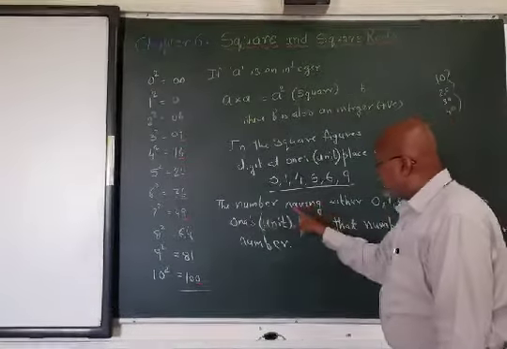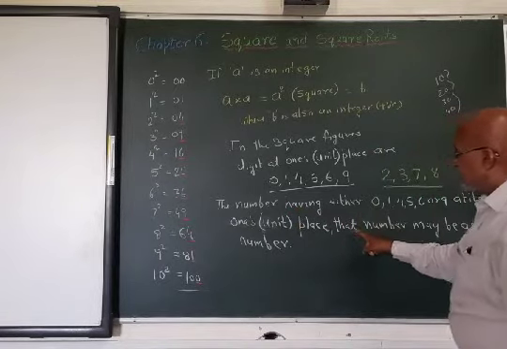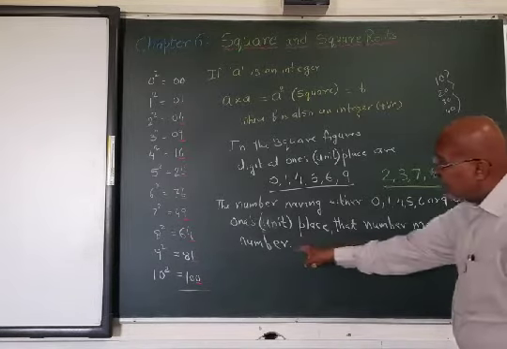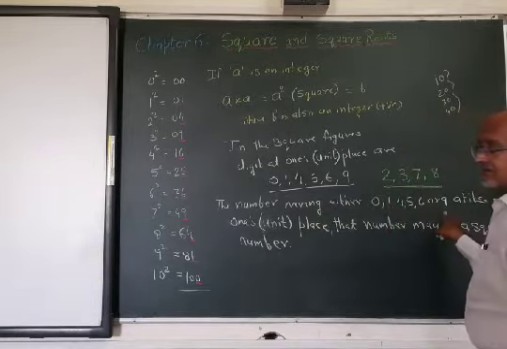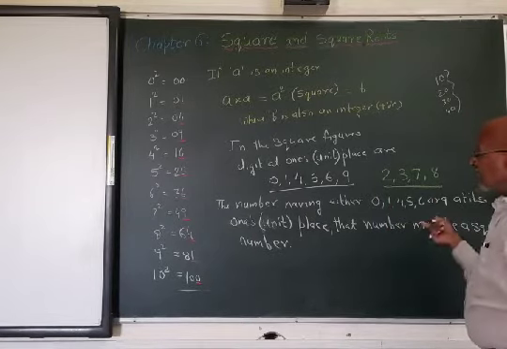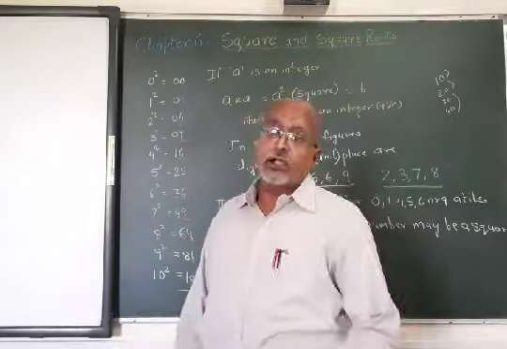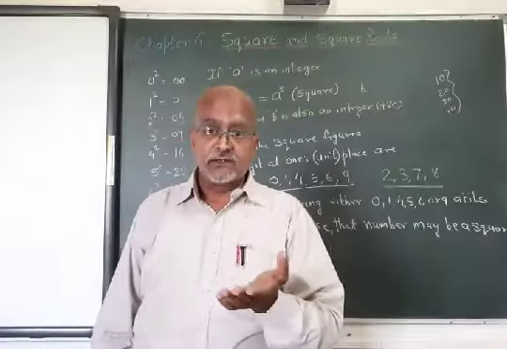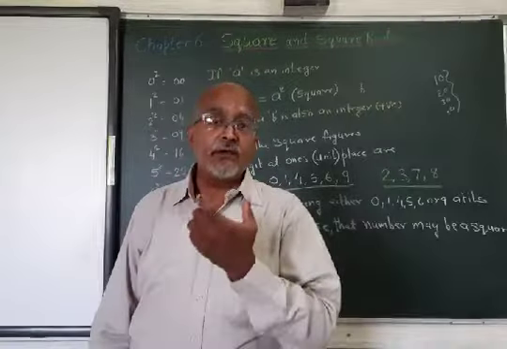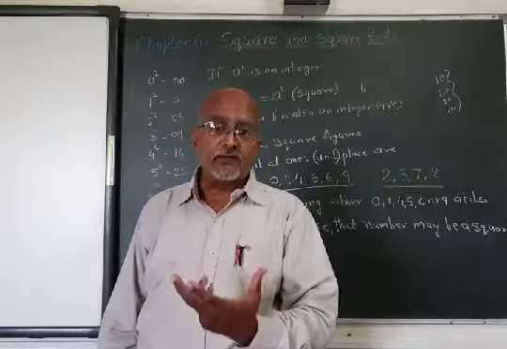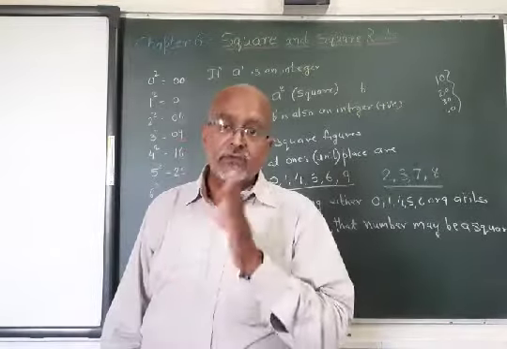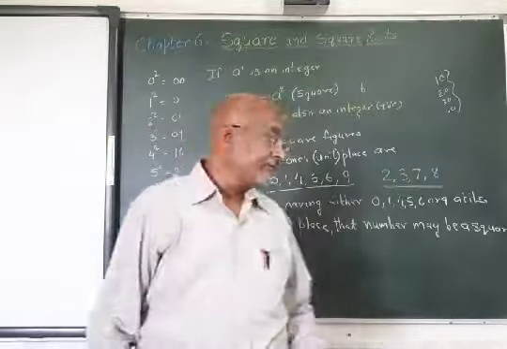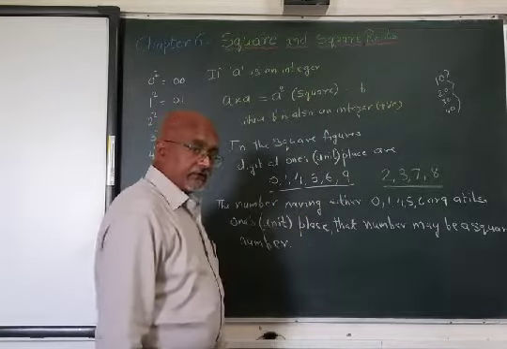That is why we have written here that the property says the number may be a square number if the unit place digit is this. It is not certain. Now how will you find confirmly that it is a square number? For that we have the method, that is the prime factorization method. Finding the prime factors, we will find out whether the number is a perfect square or not. That we'll see further. Now this is the one property.